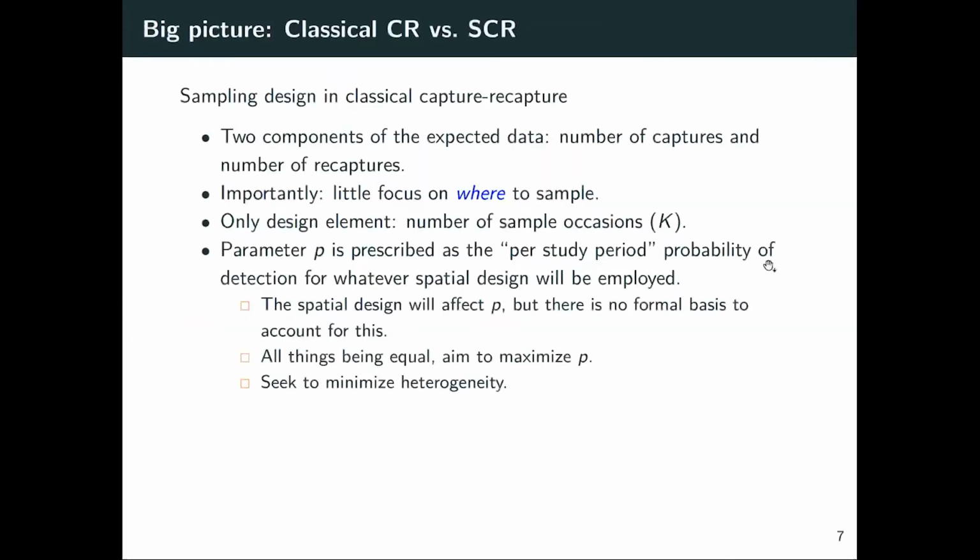So classical capture-recapture versus SCR. Sampling design in capture-recapture, there's mostly just these two components of your expected data. That's the number of captures that you get, like the total number of individuals that you capture, and related to that, the number of recaptures. Importantly, though, there's little focus on actually where to sample.